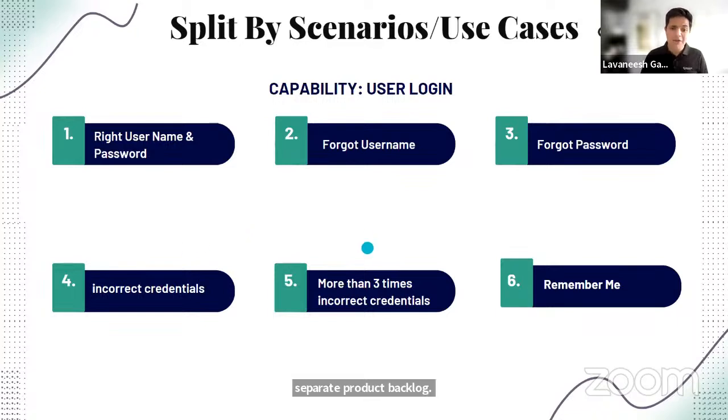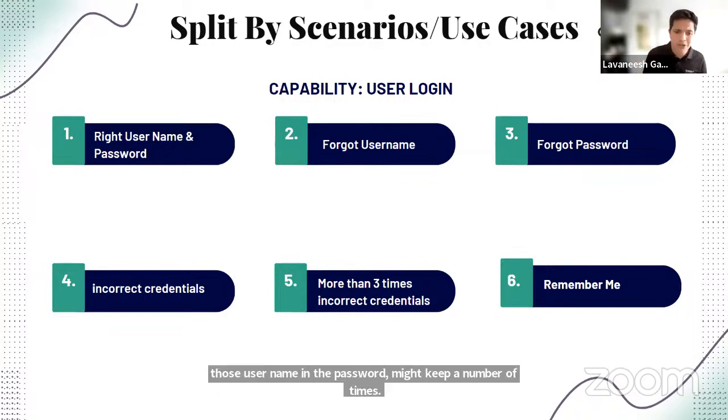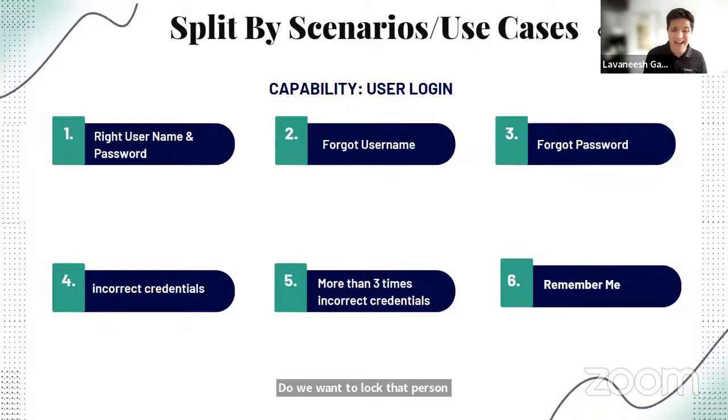Now, what if I keep entering the username and password multiple times? Do we want to lock that person out? Or maybe we say, don't lock it for the moment. We can add this level of security a little later, but at the moment let that person type incorrect credentials multiple times. That could also be a separate product backlog item.